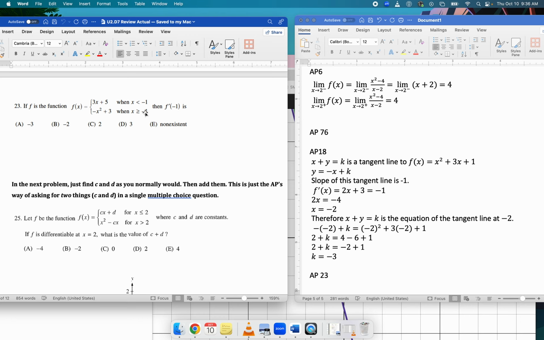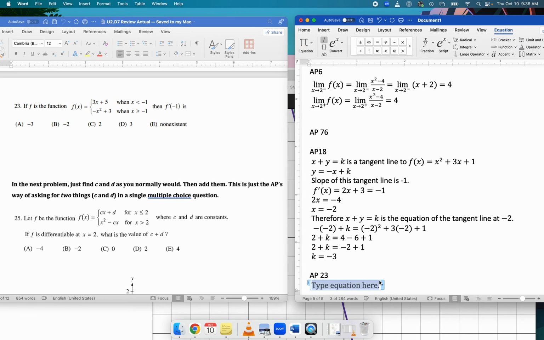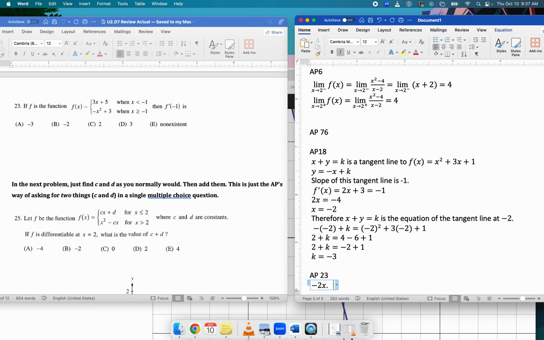Do the slopes match at -1? On the left, the slope is 3. On the right, the derivative is -2x. If I plug in -1, I get -2 times -1, which is 2. So the slope on the right is +2, but the slope on the left is 3. That means the function's not differentiable at -1, so the derivative doesn't even exist there.